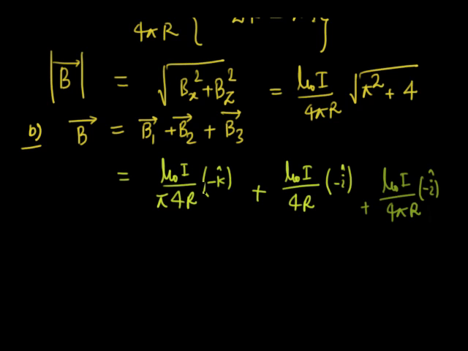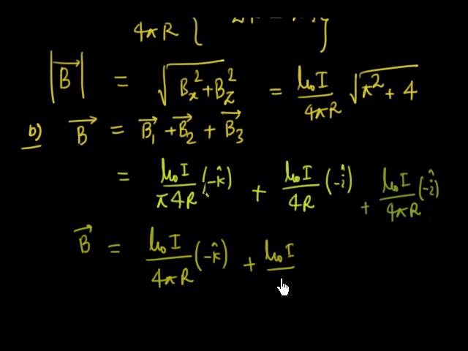Are you getting? Now if I take the magnitude, I have to take the root. So what is the magnitude? So let me first write the vector form again. So this is equal to mu naught I by 4 pi r. This is minus k, and for i we will have mu naught I by 4 r plus mu naught I by 4 pi r, and this is along minus i direction.